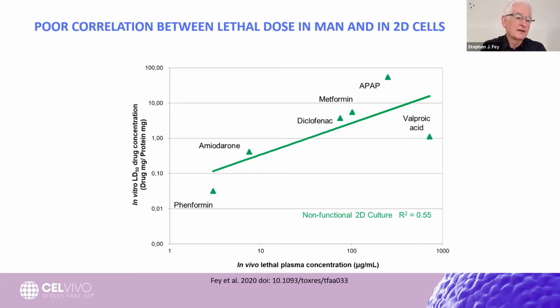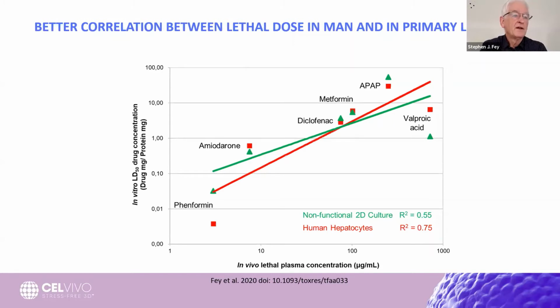And so if the in vitro and in vivo were perfectly correlated, it would be a straight line and all the spots would lie on the line. And you can see that that's not the case, that the coefficient of correlation, the R squared, is only 0.55. So there is a correlation, but it's not very good. Those studies were done in 2D.